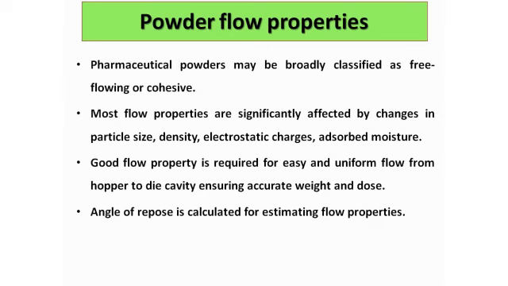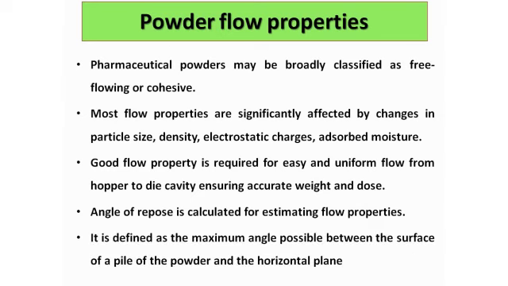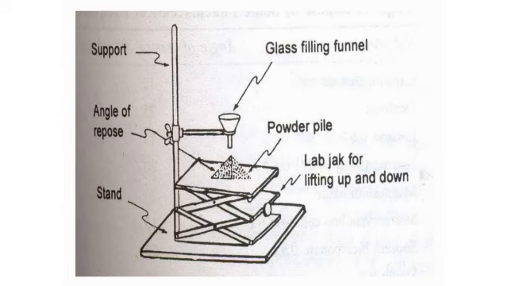So what do you mean by angle of repose? It is defined as the maximum possible angle between the surface of a pile of powder and the horizontal surface. Whenever we allow the powder to flow through a pipe, it will form a pile, right? So the angle of repose means the angle between the pile of powder and the horizontal surface on which the powder has fallen. So this is the angle of repose.